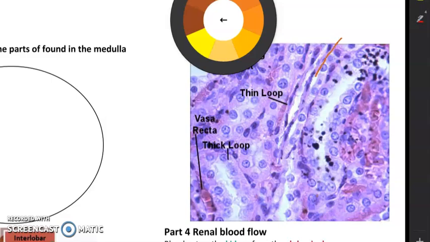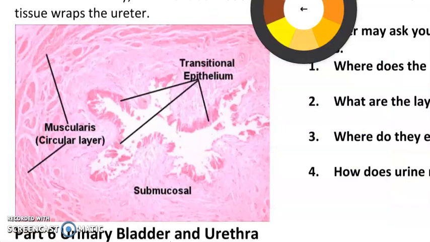But it's basically these tubes here that are the thin loop, that's going to be simple squamous epithelium. Then you will have a thick loop, which is simple cuboidal epithelium. Then every once in a while you will have a collecting duct. That is also simple cuboidal epithelium. But we're not going to worry about the medulla. So this is what a ureter looks like. This is going to be our other picture.